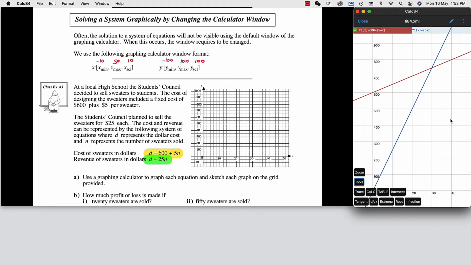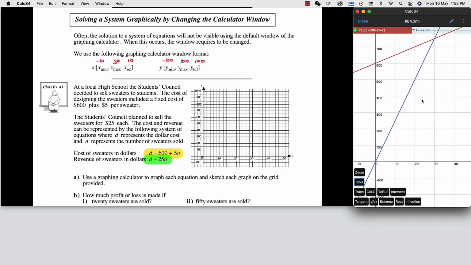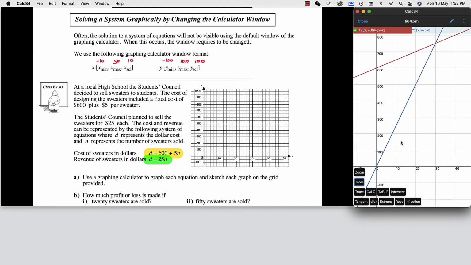So here is the graph that we have, and you can see at some point we've got an intersection point, and that intersection point is going to be at 30 in the x and 750 in the y. So that would be the intersection point right there.